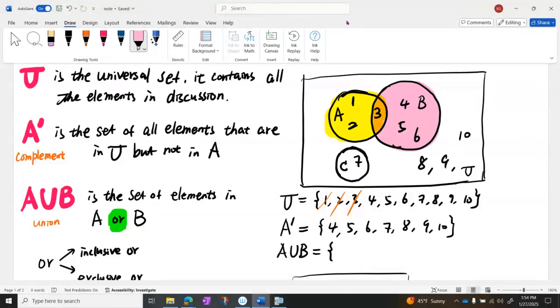What is A union B? What elements are in the set A union B? Do we have a 1? Do we have 2, 3, 4, 5, 6?